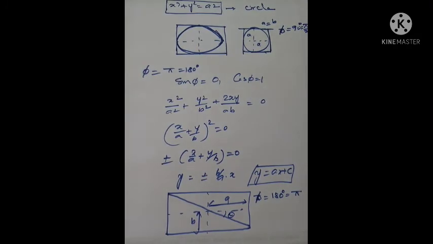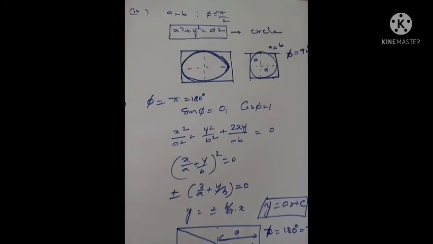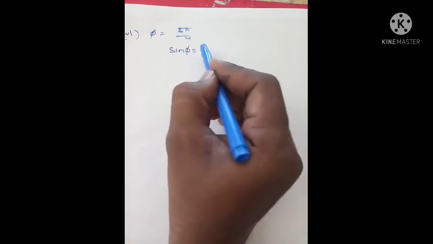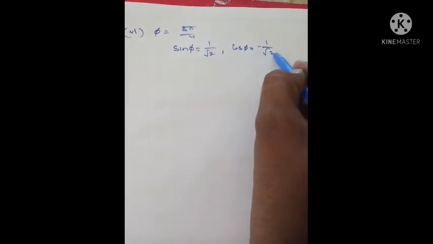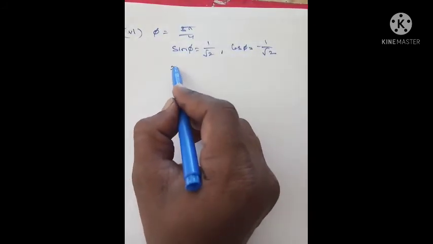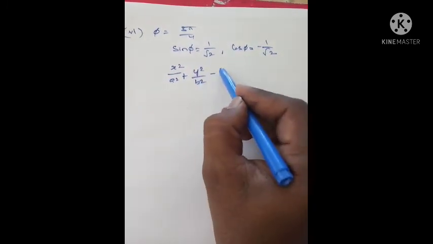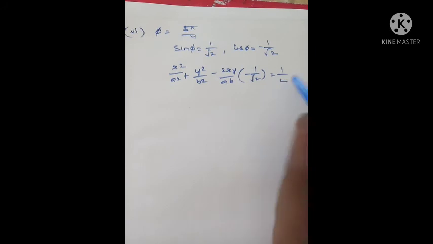Now case 6 is when phi equals 3 pi by 4. We have already seen phi equal to pi by 4. Now if you take phi equal to 3 pi by 4, what happens? If you substitute, we get sin phi equal to 1 by root 2 and cos phi equal to minus 1 by root 2. Using this, we get x square by a square plus y square by b square minus 2xy by ab into minus 1 by root 2 equal to 1 by 2.